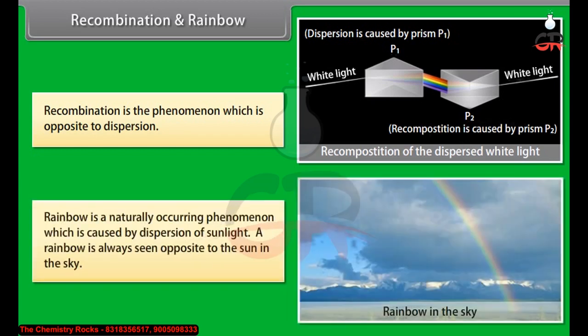We all love to see the lovely view of rainbow after the rains. It is a natural phenomenon which occurs as a result of dispersion. A rainbow is always seen opposite to the sun in the sky.